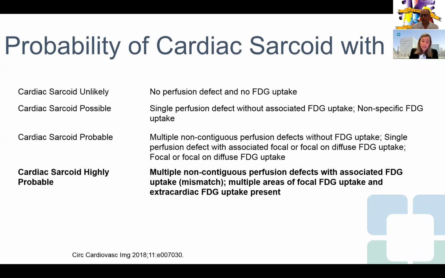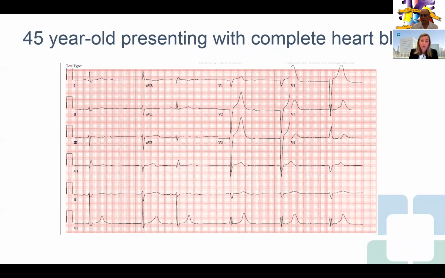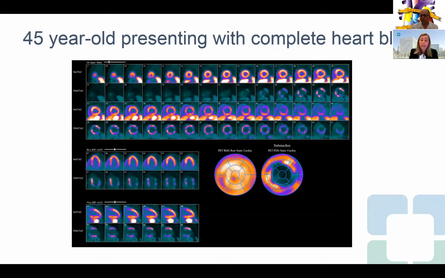So just some slides here looking very briefly at PET, thinking about stratification of cardiac sarcoidosis based on perfusion defect and associated FDG uptake. And then one last case to finish us off. So a 45-year-old man presenting with complete heart block. Here on the PET, you can see he's got obvious uptake in those same areas that I described on MRI, those sort of basal to mid, inferior, lateral, and septal areas.